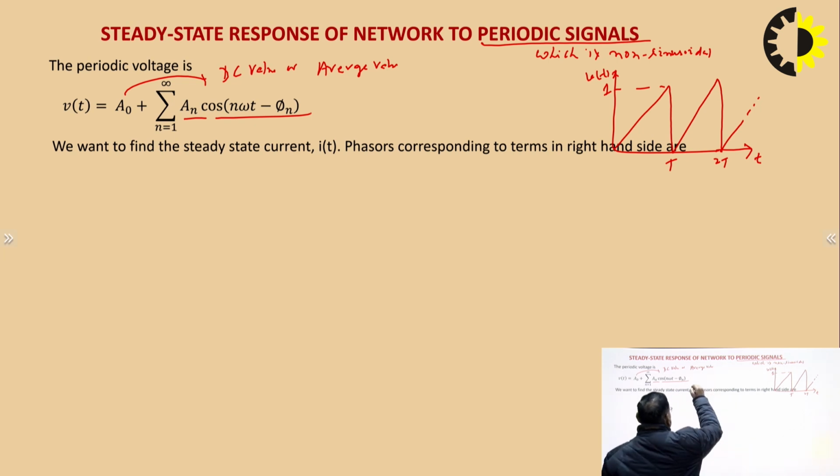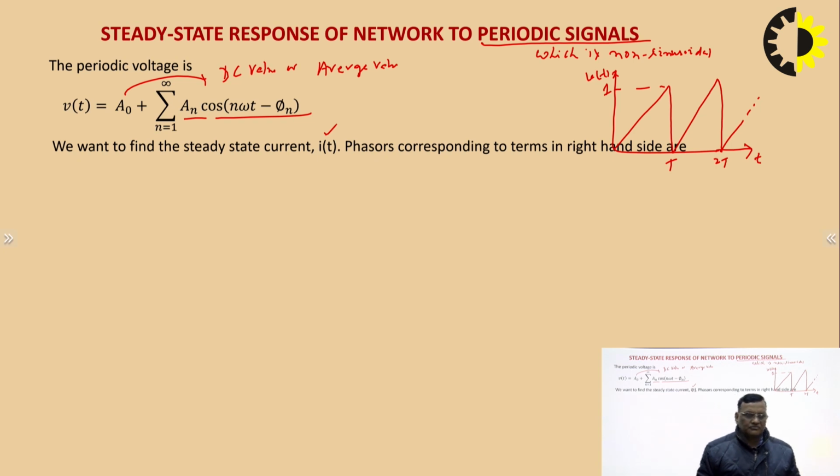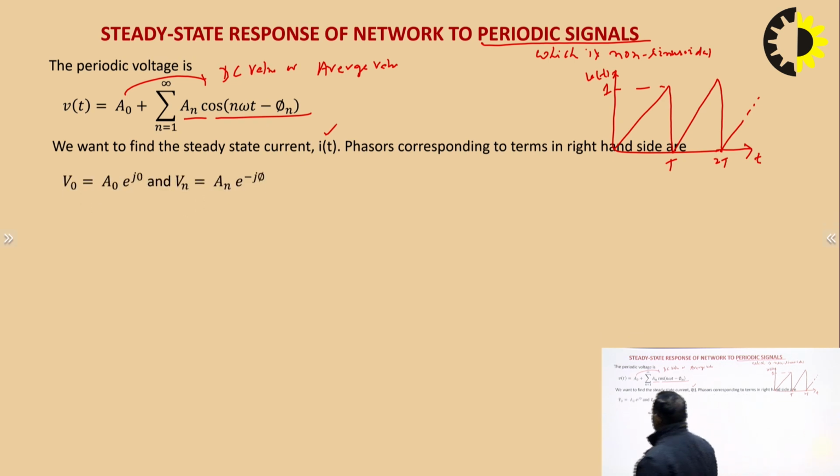the steady state current i(t). Here we use the phasor approach. We take each component, so this voltage is written in phasor form. This is the magnitude and this is the phase angle. For the DC value, and for the nth voltage component we can write it as Vn e to the minus j phi n. So we can write each component of the voltage using the phasor.